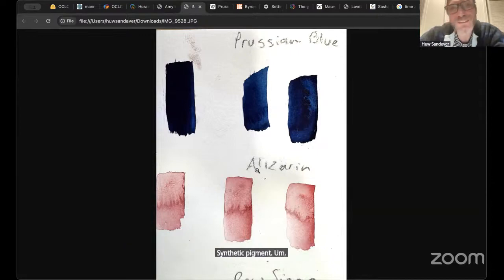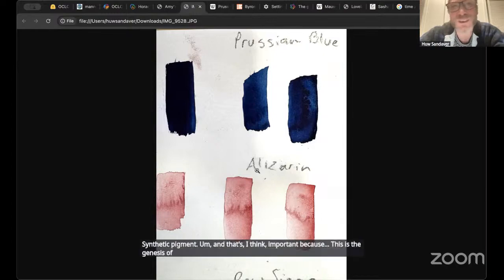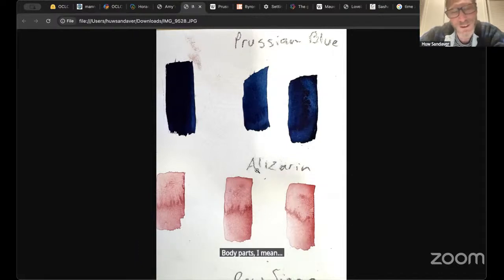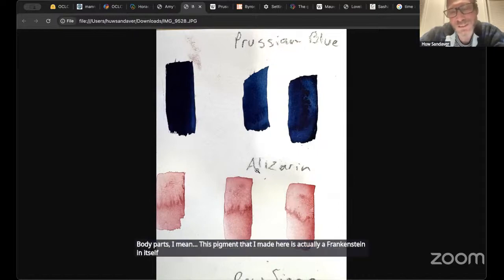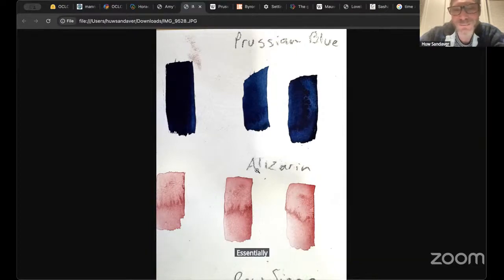And that's, I think, important because this is the genesis of science fiction, making things out of other body parts. I mean, this pigment that I made here is actually a Frankenstein in itself. It's rabbit glue and blood, essentially, that makes that blue pigment.